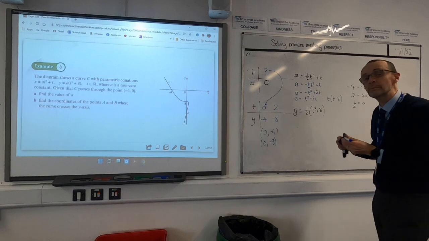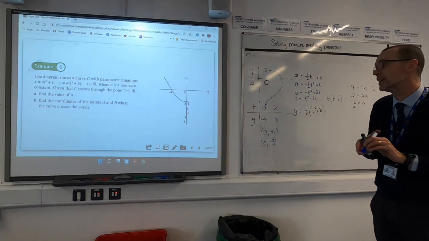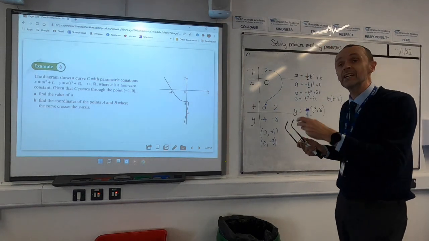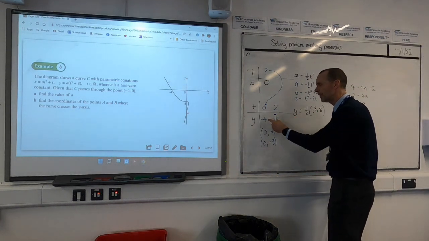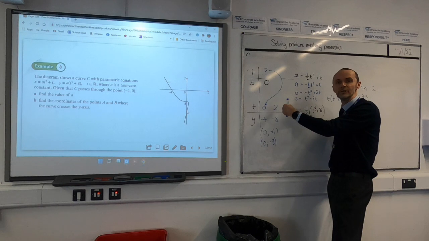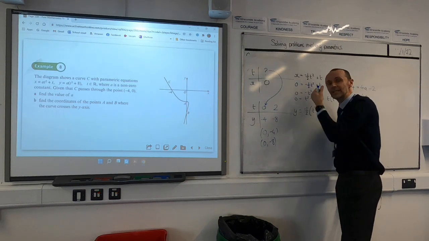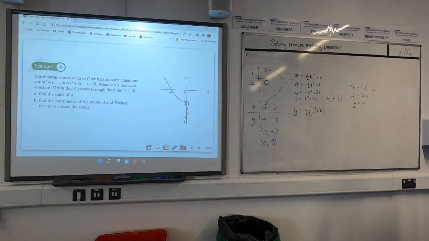And you could perhaps picture a very similar question asking where the line crosses the x-axis. We would have done the reverse. We would have asked, right, when is y 0, found the value or values of t, used those same values of t in the x equals equation, and that would have given us the points.